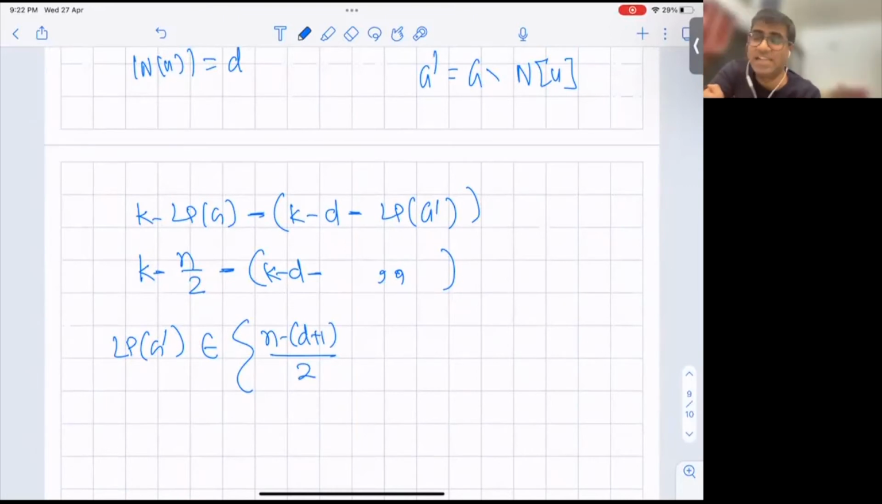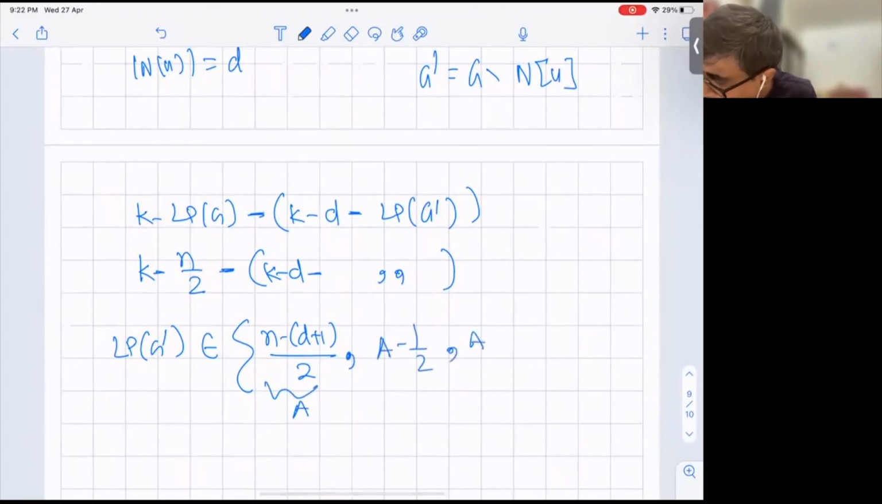So we have deleted d plus 1 vertices. At most, it can be only this. Or suppose this number is a, then it is a minus half, a minus 1, and so on and so forth. Now let's try to see how much it shouldn't be. For some stage onward, if it is this much, let's just forget it. It cannot be, then we can do something nice.